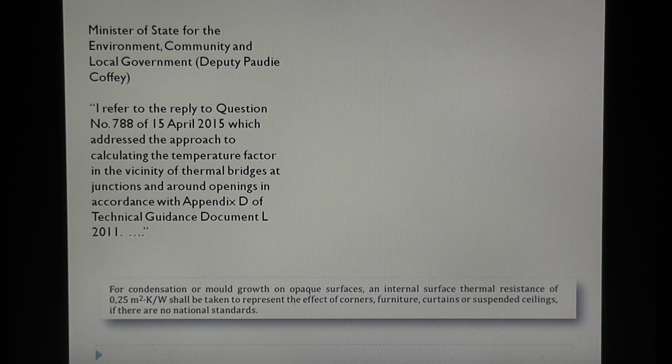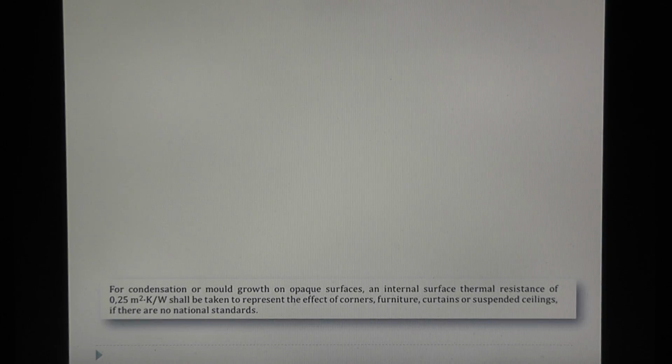He addressed it as, "I referred to question number 788 of the 15th of April, which addresses the approach to calculating the temperature factor in the vicinity of thermal bridges at junctions and around openings in accordance with Appendix D of the Technical Guidance Document L 2011," which is great. That means he understands the question and he is about to answer it in accordance with our seeking of clarification.